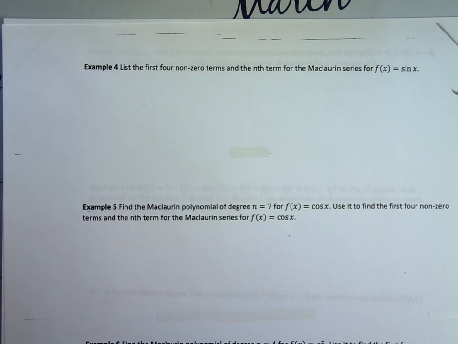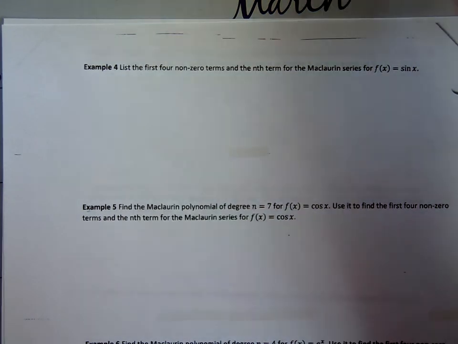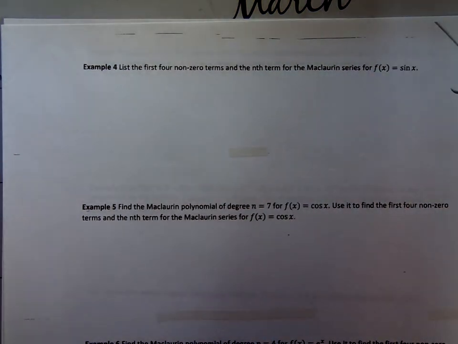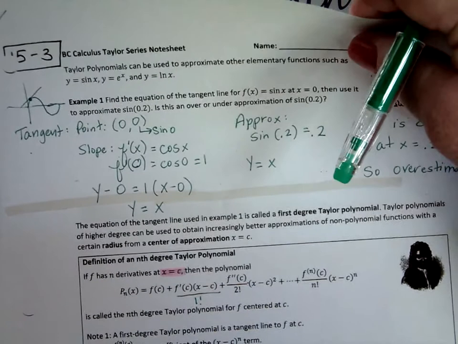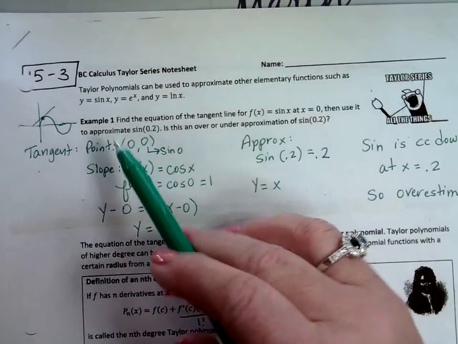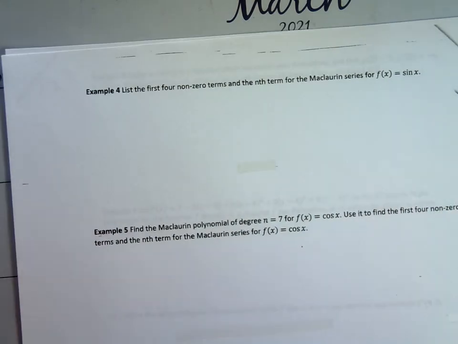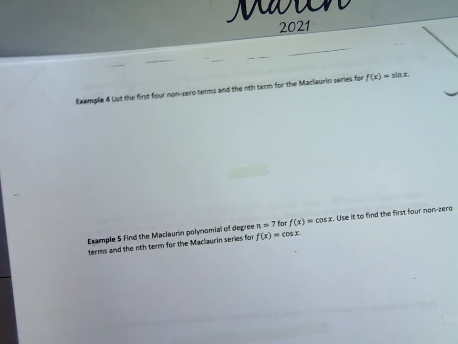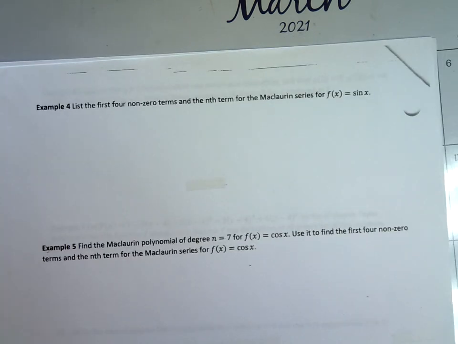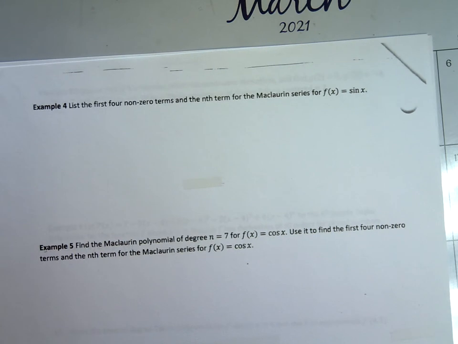This one, I think the numbering got funky on this one. On this page, I'm just looking at this now. Yeah, he went example 1 and then example 3, and now we're on example 4. So anyway, example 4. We'll go with the flow. Example 4 says, list the first 4 non-zero terms and the nth term for the Maclaurin series for f of x equals the sine of x.